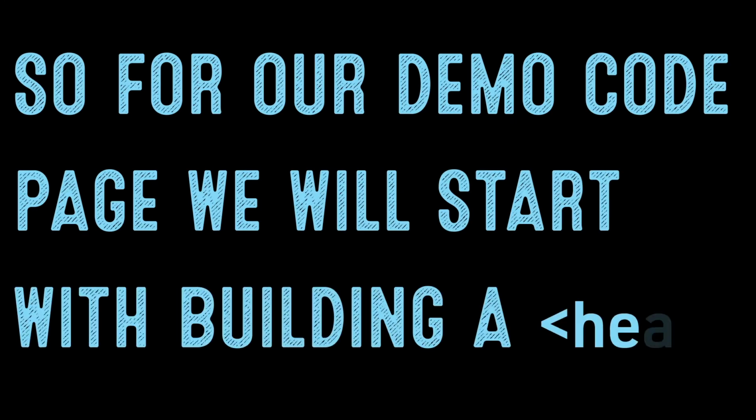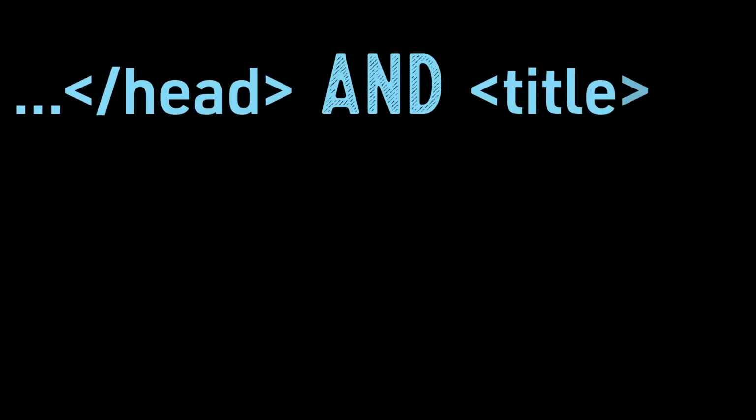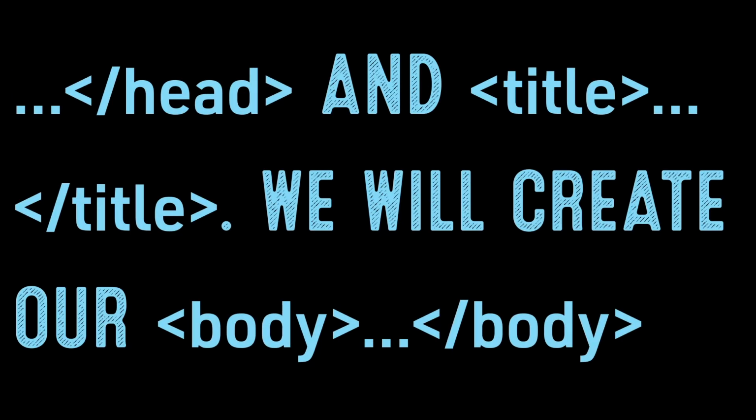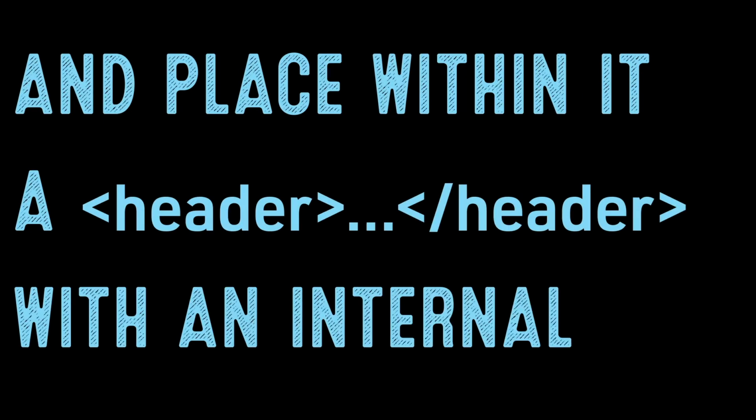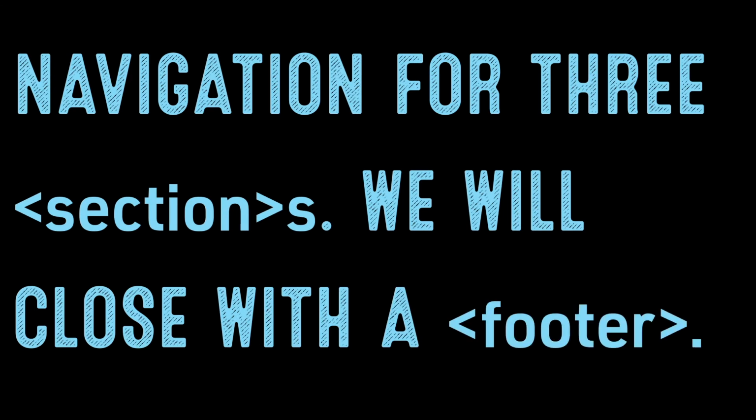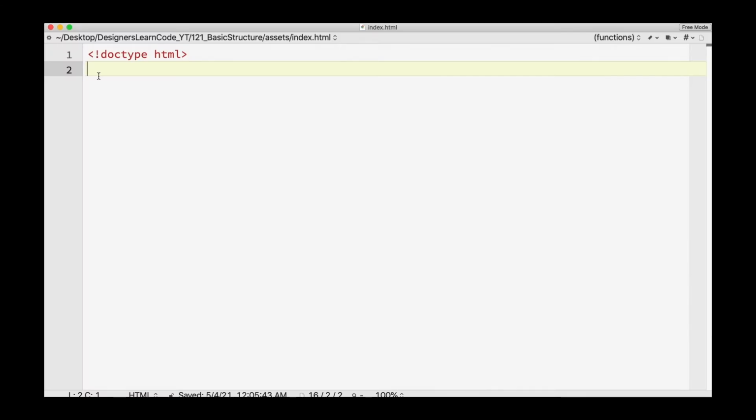So for our demo code page, we will start with building a head and title. We will create our body and place within it a header with an internal navigation for 3 sections. We will close with a footer with placeholder content. So here we will show you the process in BBEdit. We have already our DOCTYPE HTML declaration. We add our head and we place our title inside. And we're going to title our web page Demo Code Page.